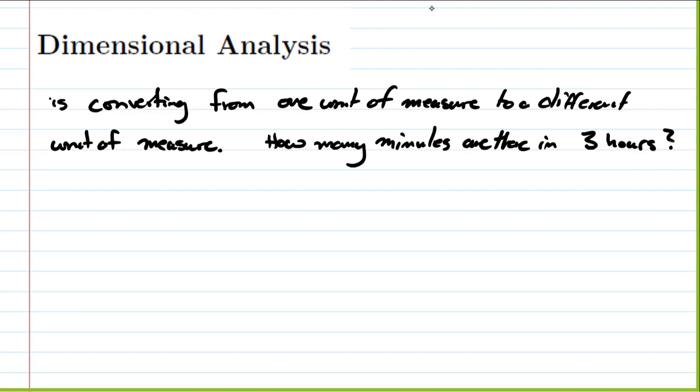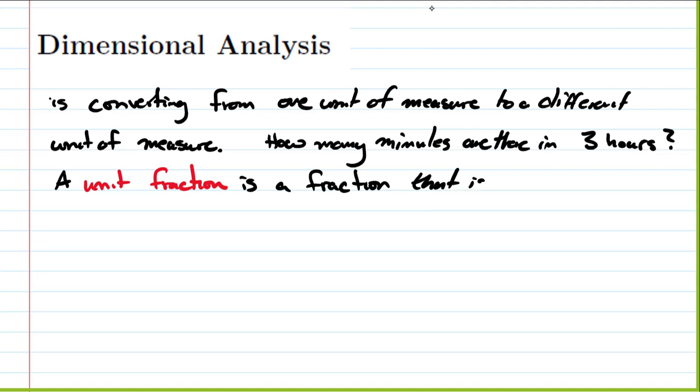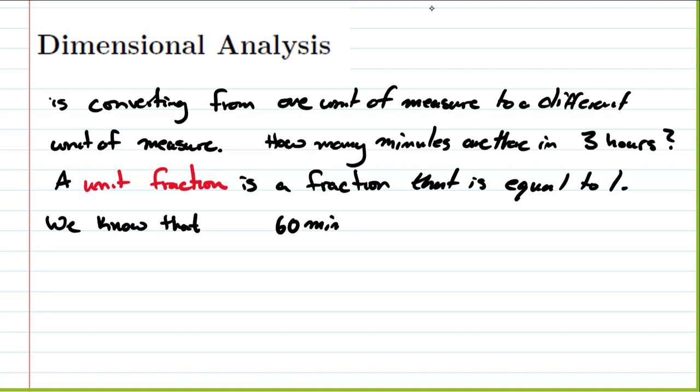Okay, so formally, what we mean by dimensional analysis is the following. We have what's called a conversion factor, which is derived from a unit fraction. A unit fraction is a fraction that is equal to 1. What I mean by that is the following. We have the following equation, which we know is true: 60 minutes is equal to 1 hour, because there are 60 minutes in an hour.